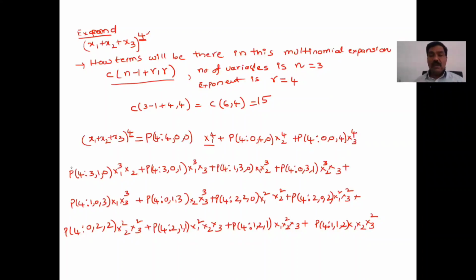Okay. So in the multinomial expansion, let me sum up. There are two important aspects. The first point is how many terms will be there in my multinomial expansion. You should know it. And for that, the formula is C of n minus 1 plus r comma r. And once you know there are 15 terms, then whatever way I have written, first you write down the terms, then later you can write down the coefficients. By seeing the terms, you can easily write the coefficients.